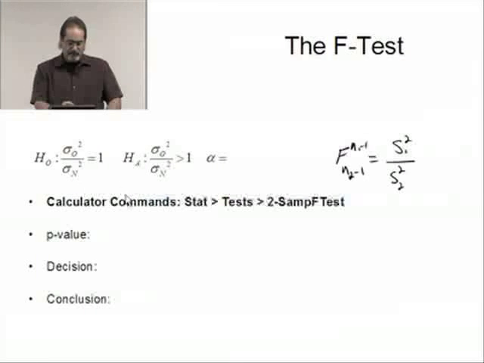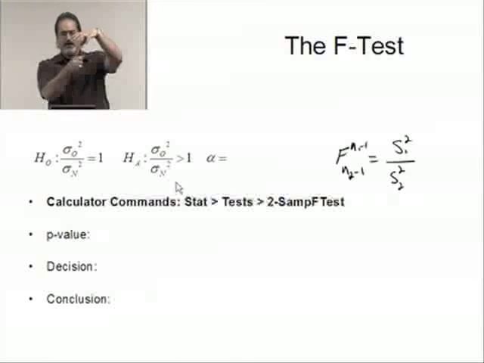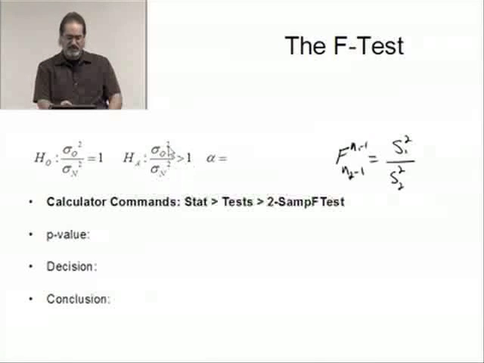Okay, so in this case, I want to take a look and see if my new technique has greater or less variability than my old technique. Now, the way this is set up is if the new technique has less variability, that means the old variance is bigger. So the numerator is going to be bigger than the denominator. Well, if the numerator is bigger than the denominator, then the ratio is going to be greater than 1. And that's what this is suggesting here.